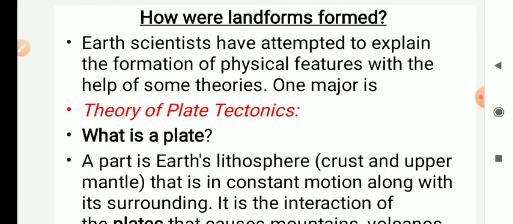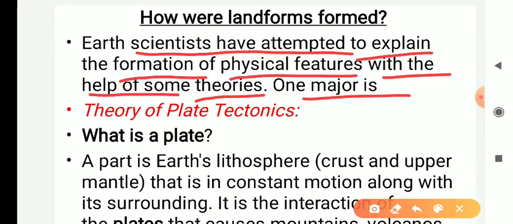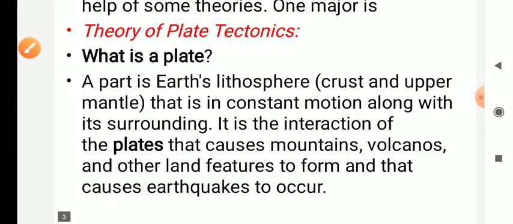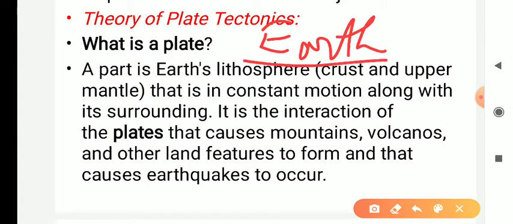Earth scientists have attempted to explain the formation of physical features with the help of some theories. One major theory is the theory of plate tectonics. Some earth scientists explained that the theory responsible for the formation of different types of landforms is plate tectonics. We will study plate tectonics in detail, but before this we have to study what a plate is. We are talking about a plate of the earth, not a plate we eat food on. A plate is an earth plate.